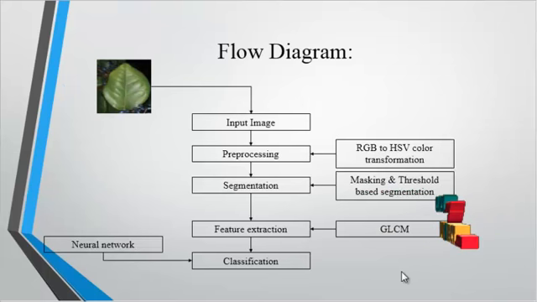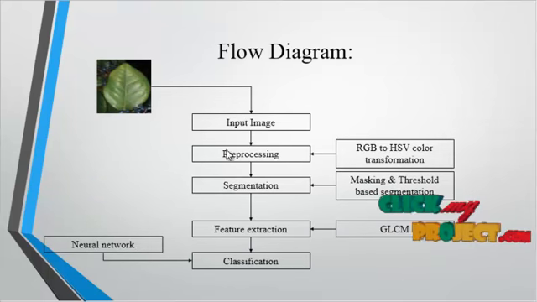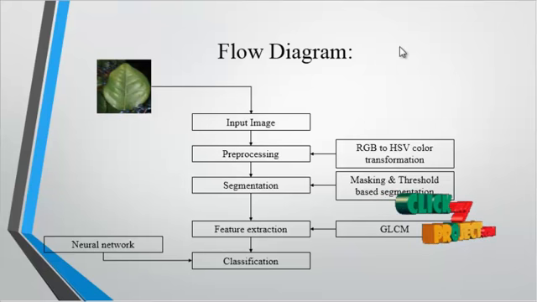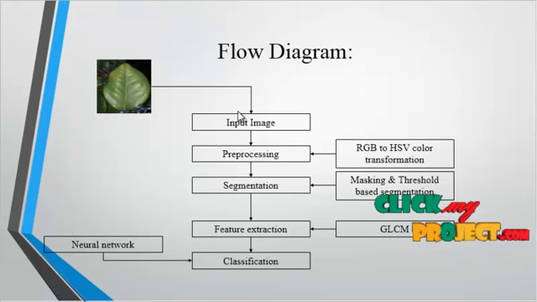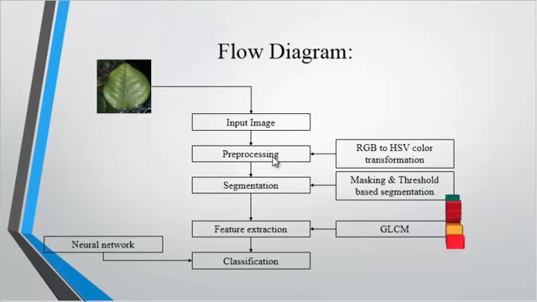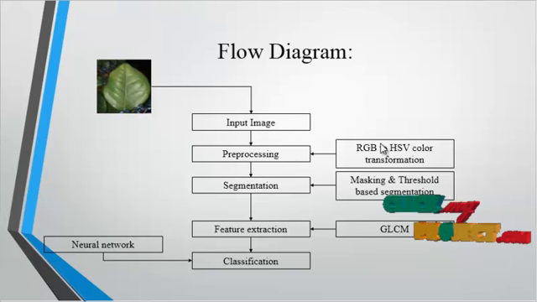Now we discuss the flow diagram for the process. At first the input image is taken from the dataset. The dataset is the folder which consists of several input images. After taking the input image from the dataset folder, pre-processing is carried out. In this process, pre-processing is done using the conversion of RGB to HSV color transformation. After converting RGB to HSV, the HSV regions are separated as single channels.